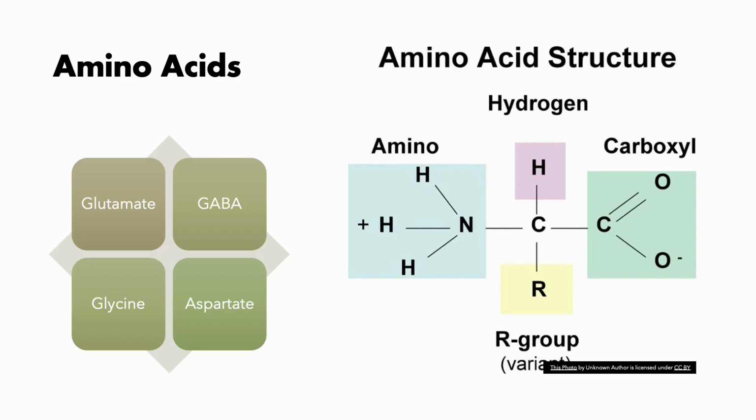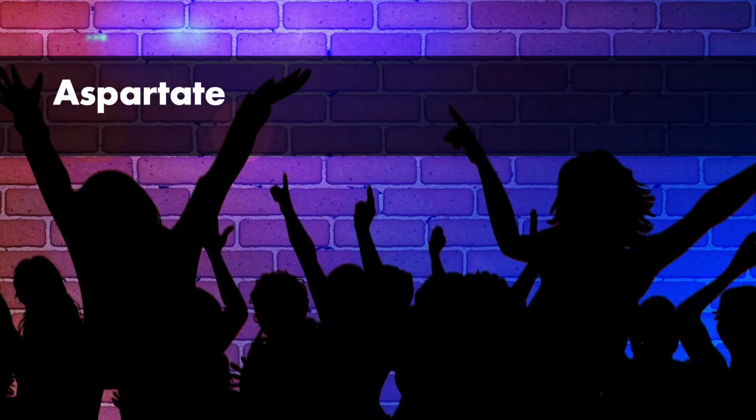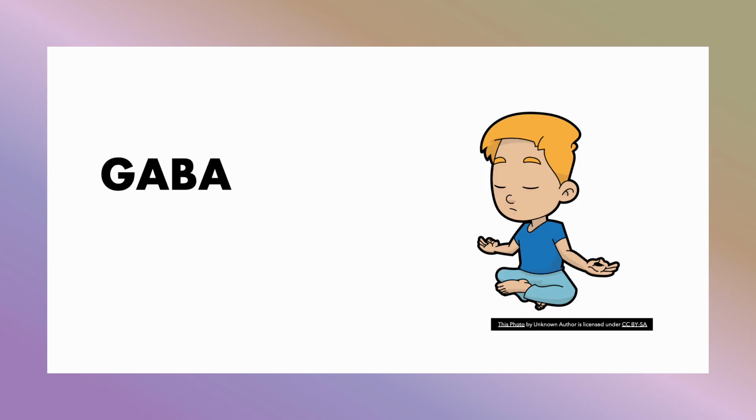The amino acids are glutamate, aspartate, GABA, and glycine. Glutamate is a universal excitatory neurotransmitter. It's the major neurotransmitter involved in the process of kindling, which is implicated in seizure disorders and possibly bipolar disorder. An imbalance of glutamate is implicated in mood disorders and also in schizophrenia. Aspartate is yet another excitatory neurotransmitter and often works with glutamate.